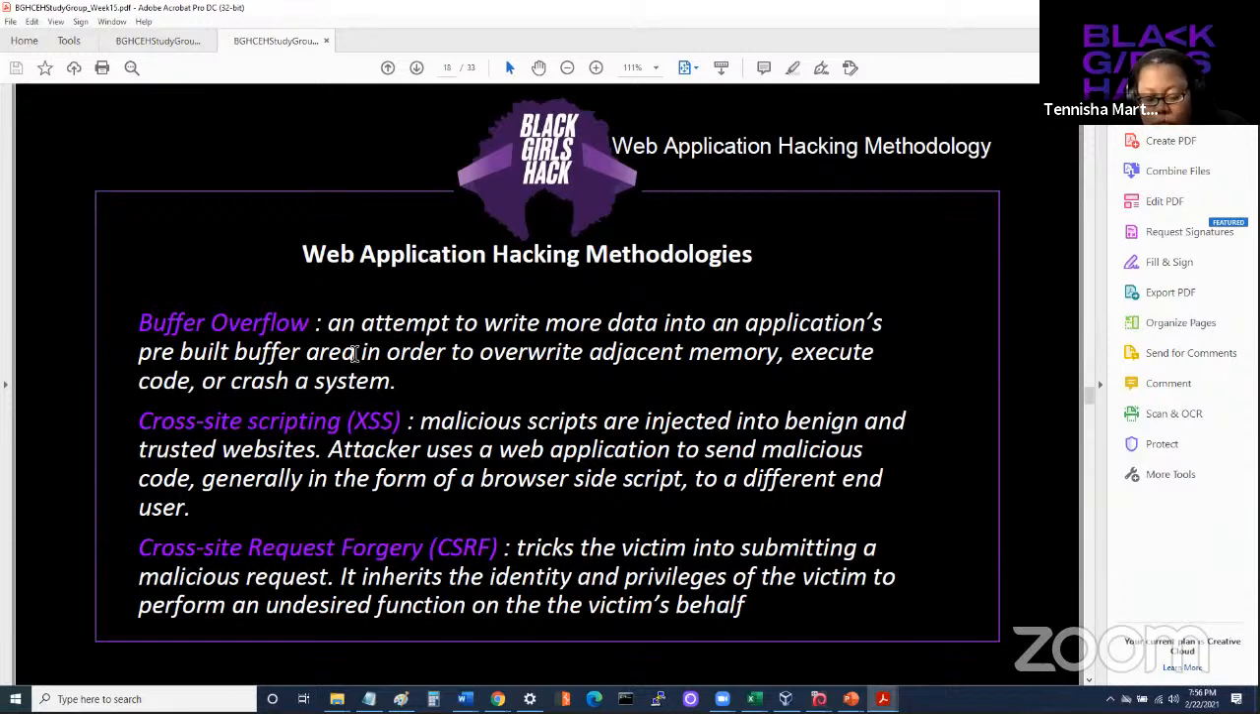There's WebGoat on there. There's Mutillidae. There's Ghost. There's a whole bunch of different things that you can use on your Damn Vulnerable Web App that you can use to test these different OWASP web application exploits.